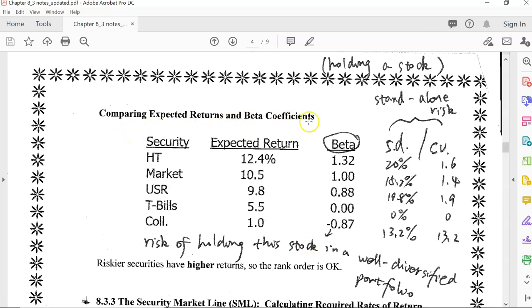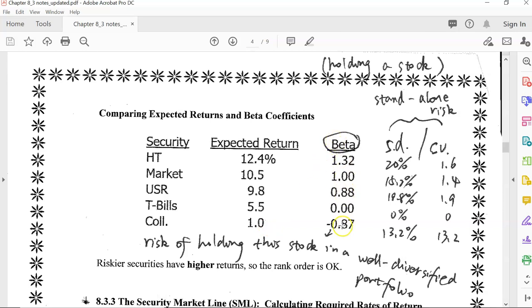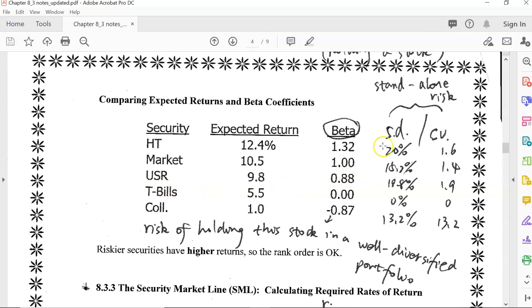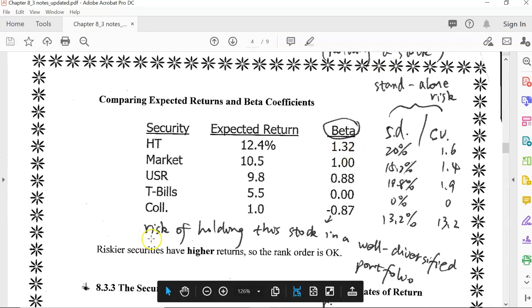Comparing expected return and beta coefficients. We have five securities here that we've discussed before. We list their expected return and their beta here. For these five assets, we've discussed their standard deviation and coefficient of variation, right? And I'm listing those here too. Again, SD and CV were the measures for the standalone risk of the stock when we're holding just one stock. But beta is the measure of the risk of holding this stock in a well-diversified portfolio.